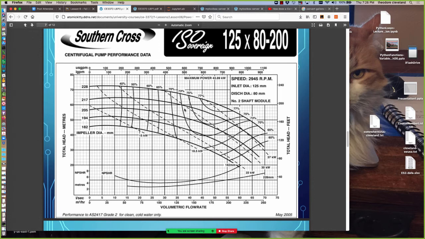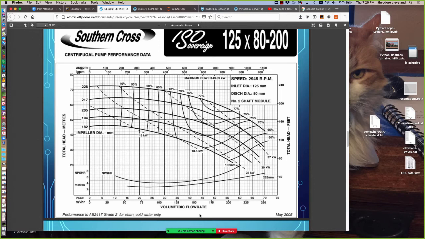There are also these dashed lines here. Those represent the input power requirements. So for example, going back to that sweet spot on the 205 millimeter diameter, where we're producing 46 liters per second at 48 meters of head, the input power requirement is just a little bit under 30 kilowatts.